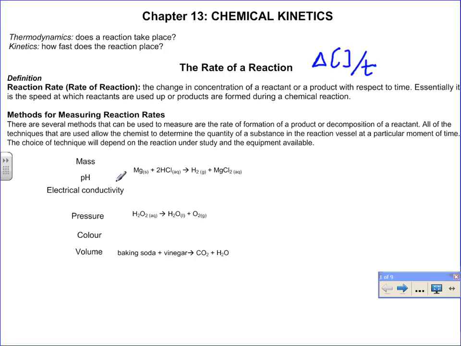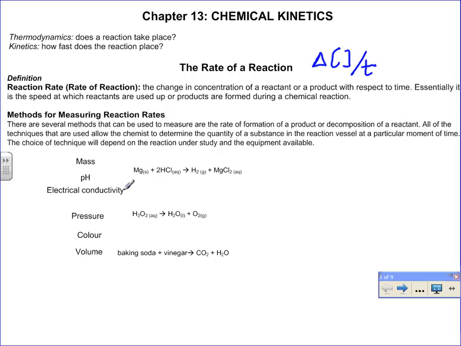The reason that we can do this is because the gas is being produced, so the reactants over time are dropping in mass. So by monitoring the change in mass with respect to time, we can monitor how fast the reaction is proceeding. With pH, because HCl, or an acid, is one of our reactants, we can monitor the change in the pH as the hydrochloric acid is being consumed. The pH is giving us an indication of the concentration of the H+ in solution over time.